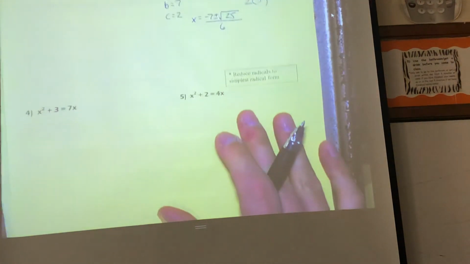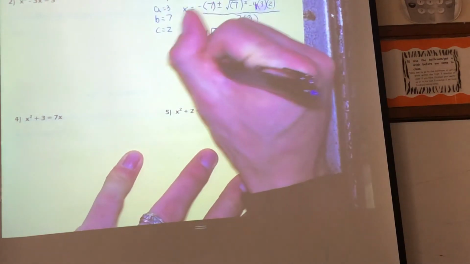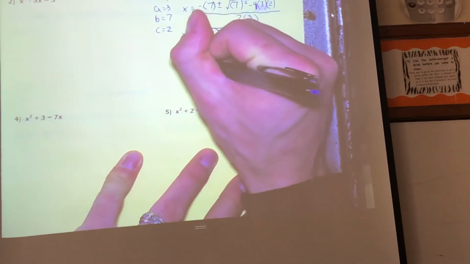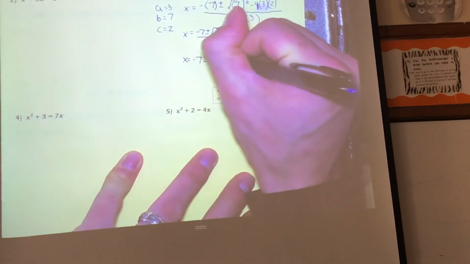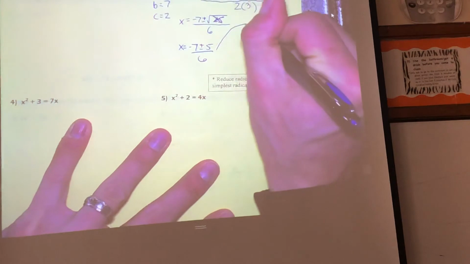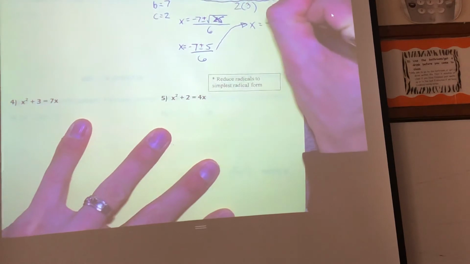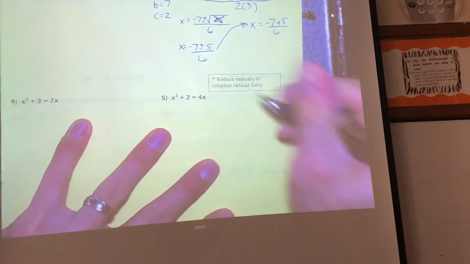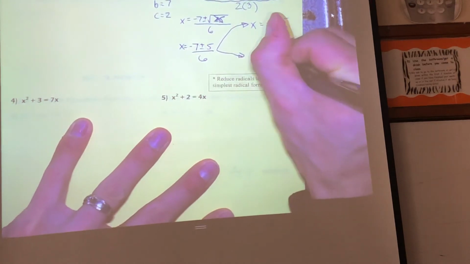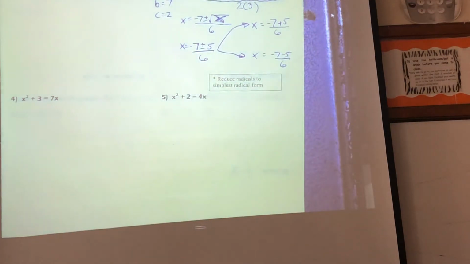That goes underneath the radical. Now I know 25 is a perfect square. So I'm going to cross that out, and that will come outside as a 5. So x is equal to negative 7 plus or minus 5 over 6. Now, if you notice, there are no radicals in this, meaning we have to simplify more. The first one I have is x is equal to negative 7 plus 5 over 6 and I have x is equal to negative 7 minus 5 over 6. There's the difference of the plus and the minus.